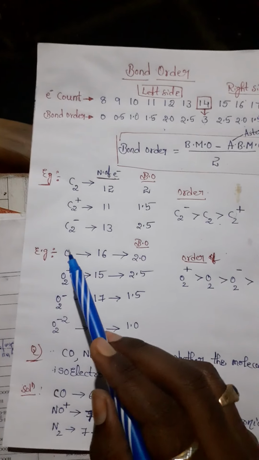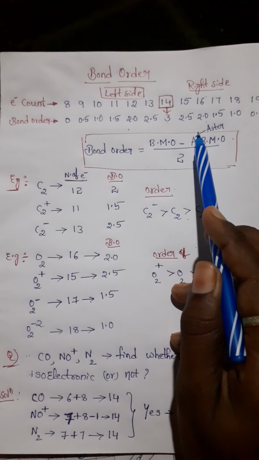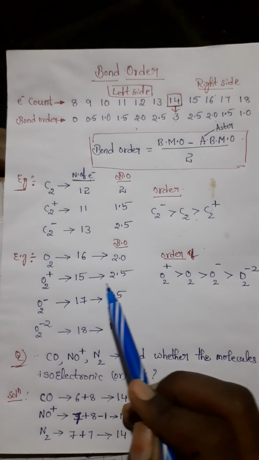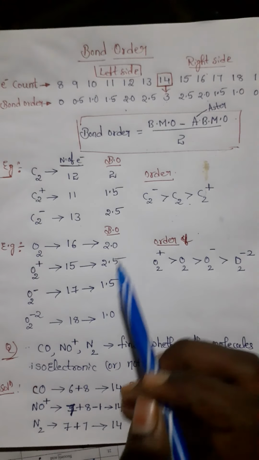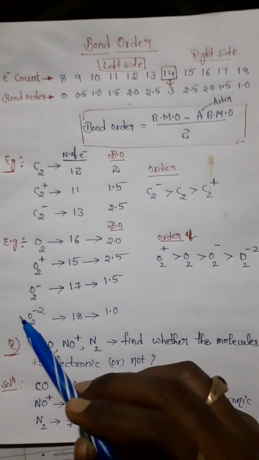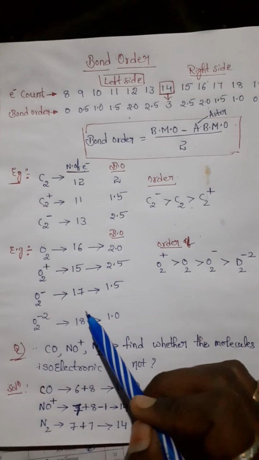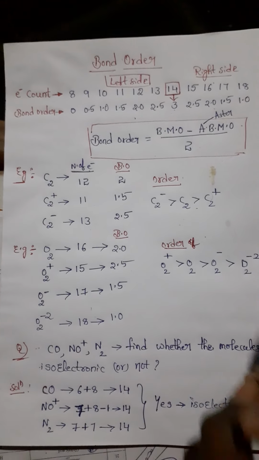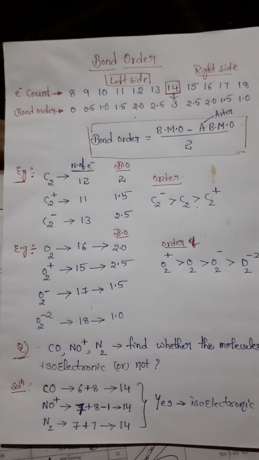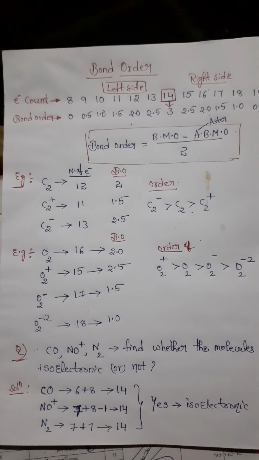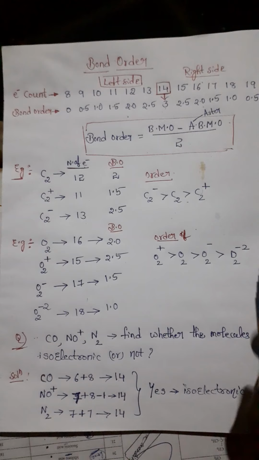See, here also, oxygen means 16 electrons, and 16 electrons means bond order 2. Next, 15 electrons means 2.5, 17 means 1.5, and 18 means 1. Like that, based on the bond order, we can easily find the order. I already said that based on the bond order we can tell even the stability. So we can tell that O2 plus is more stable than these.